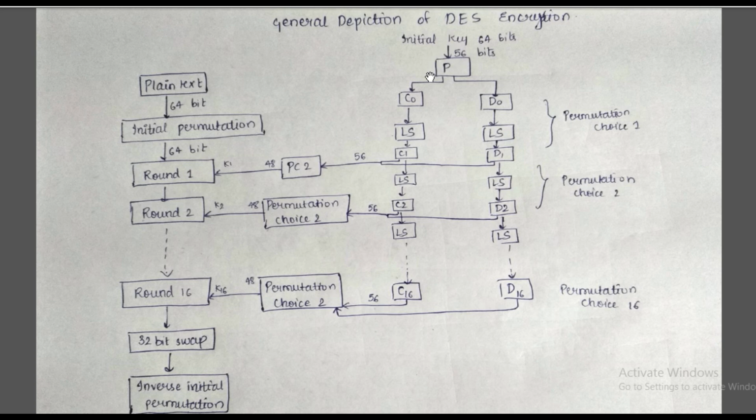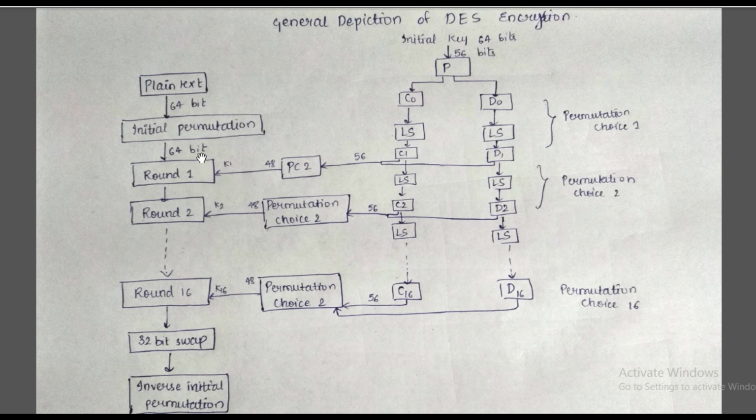Now this 56 bits is provided as input, which is then divided equally into 28 bits each. The 28 bits here form C0 and the 28 bits here form D0. After this we need to perform the left shift. When we perform the left shift, the first digit will go to the rightmost end, and thus the output produced will be C1 and D1.